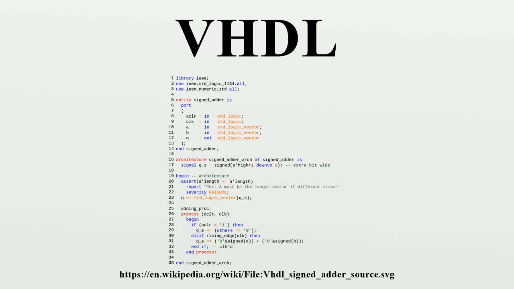IEC 61691-1-1:2004, IEC adoption of IEEE 1076-2002. IEEE 1076-2008, major revision released on the 26th of January 2009. Among other changes, this standard introduces the use of external names. IEC 61691-1-1:2011, IEC adoption of IEEE 1076-2008.